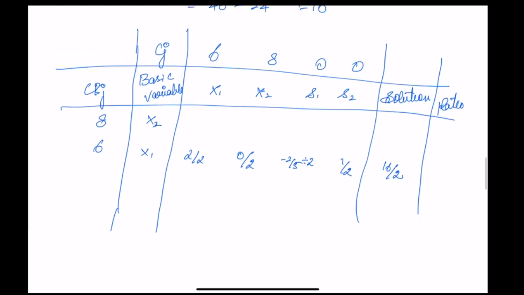Here, 2 by 2 is 1, 0 by 2 is 0. Minus 2 by 5 divided by 2 can be written as minus 2 by 5 into 1 by 2. So this 2 and this 2 will get cancelled. Remaining we will have minus 1 by 5. And 1 by 2, and 16 by 2 is 8.